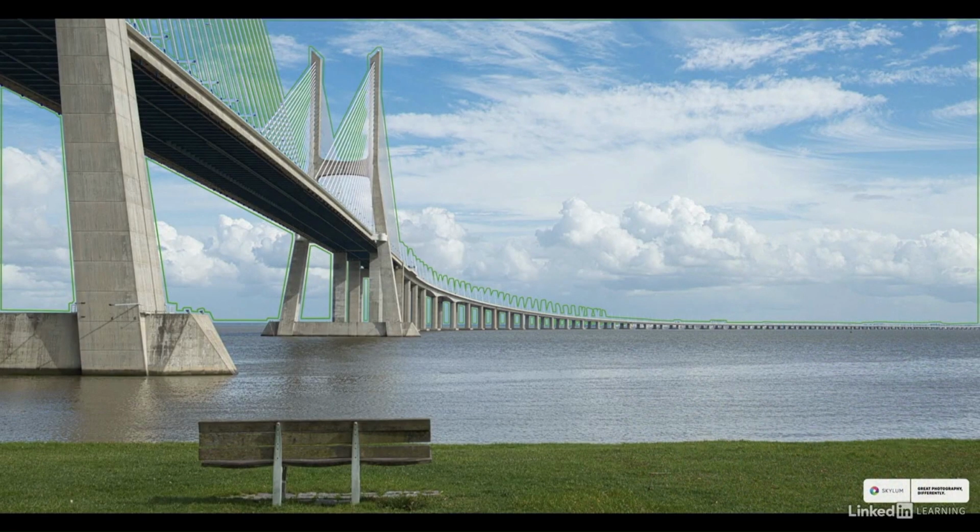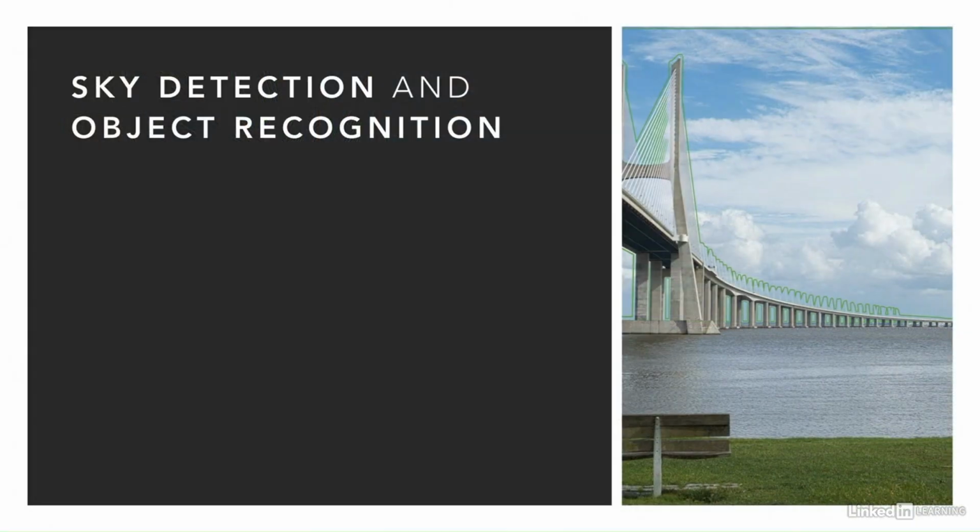So how exactly does this work? Well, here we have a shot of a bridge, and the green indicates how the computer has detected critical edges along the details here in the sky and the bridge, including all the spaces in between. This sky detection and object recognition helps identify different areas, such as water, clouds, sky.